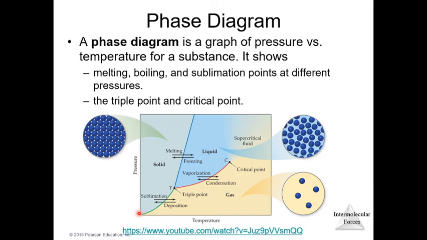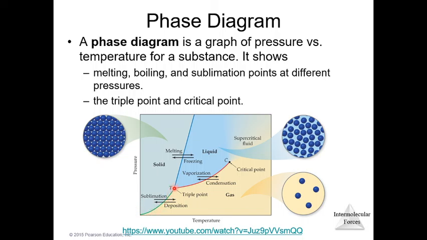So when I draw a line here along the temperature and pressure, this is my melting point at various pressures. This is my sublimation point. And down here, I'm going straight from solid to gas. Sublimation going this way, deposition going that way. This is what happens at low pressures.